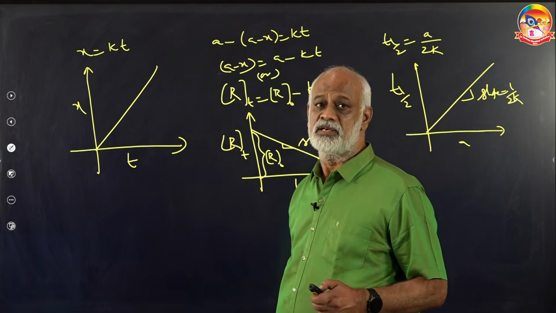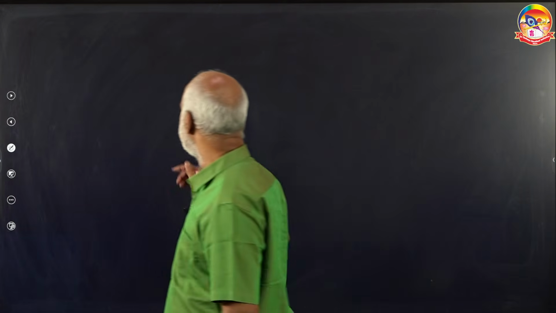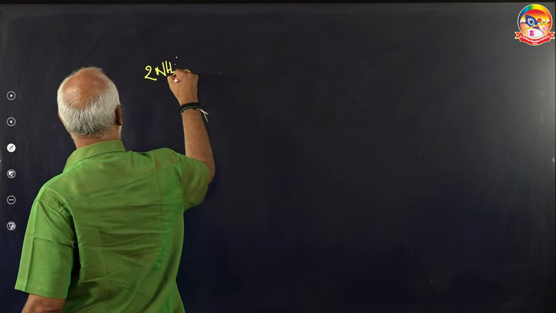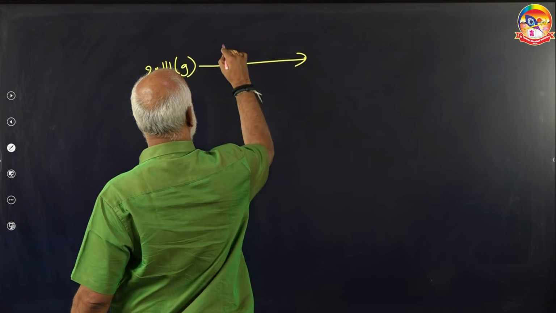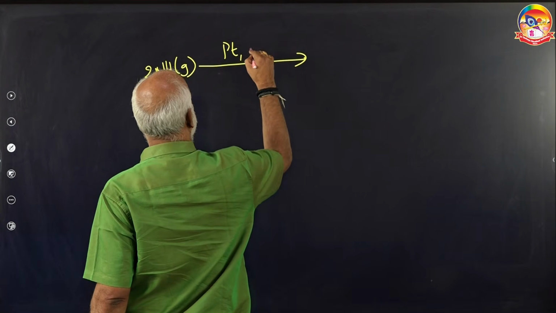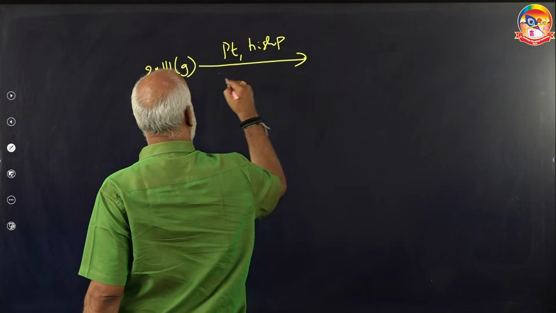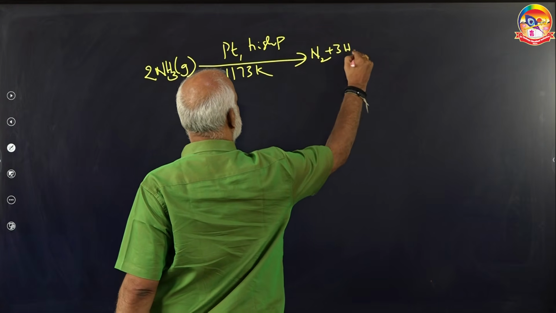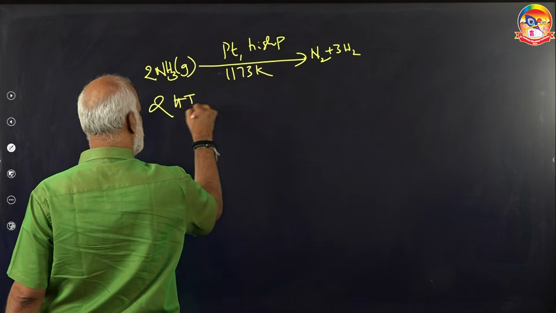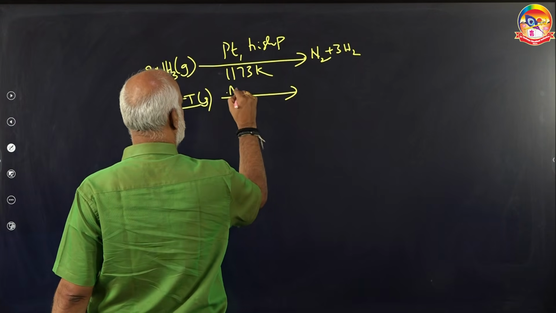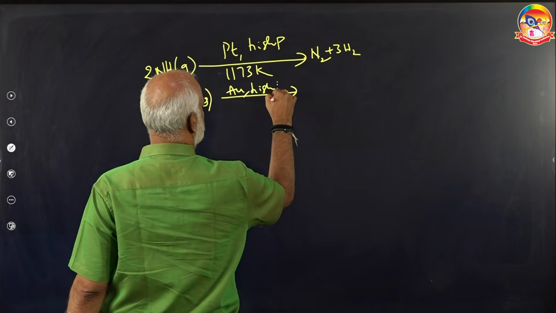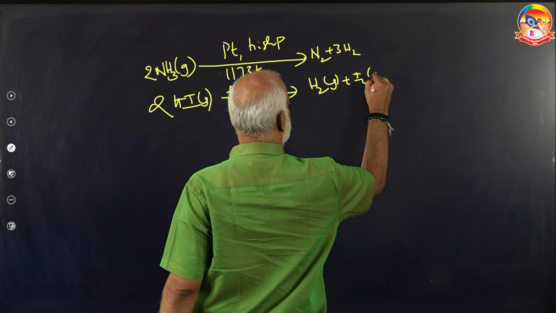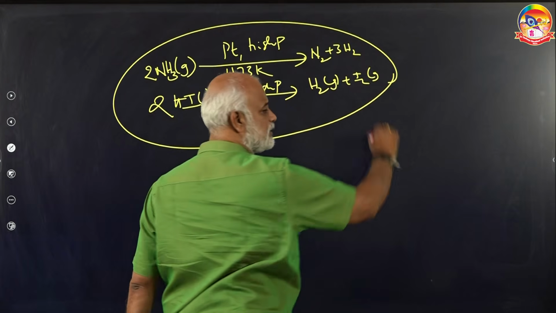What are the examples of zero order? Suppose there is one reaction, ammonia decomposing on platinum at high pressure and 1173 Kelvin, giving N2 plus 3H2, or similarly 2HI gas on gold at high pressure giving H2 plus I2. These are two very popular examples of zero order.